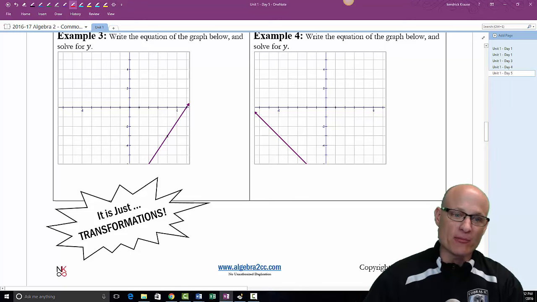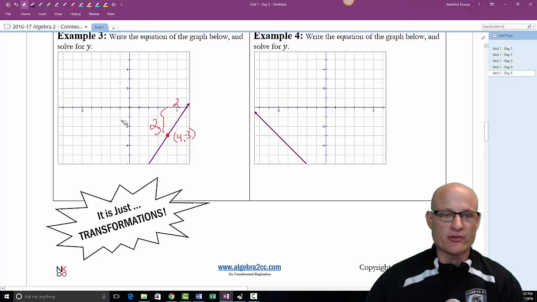There's my point I'm going to use. Let's see. 1, 2, 3, 4, 1, 2, 3. So (4, -3). And my slope is up 3 and over 2. I was thinking about that too, and I wrote the 3. So it's going up 3 and over 2. So my point is (4, -3), and my slope is 3/2.